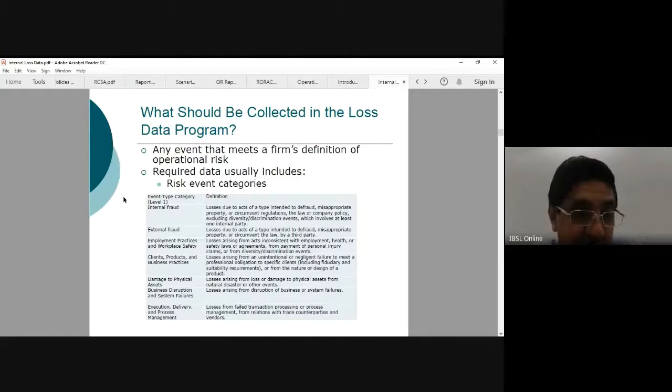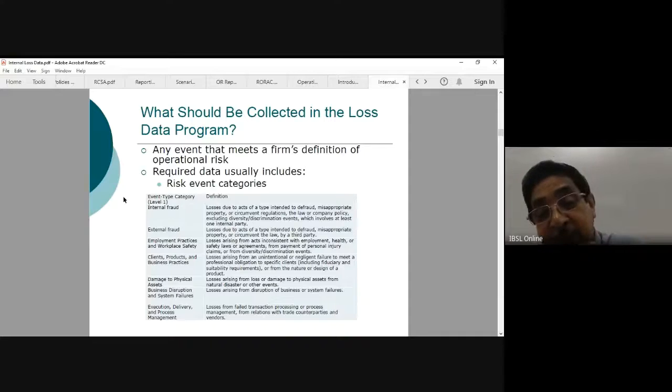Then you go to the third category, employment practices and workplace safety. There you get the losses arising from acts inconsistent with employment, health. Because any employee has a code of ethics or code of practice, if those people have gone breaching these things, that comes under employment practices and workplace safety. Then the workplace safety also. If you have not followed the safety regulations, that also comes into that.